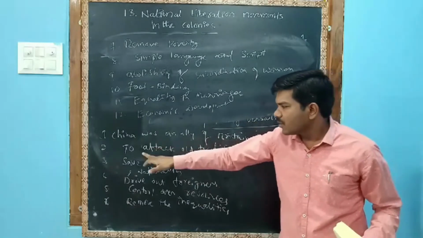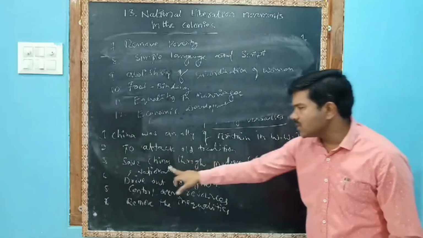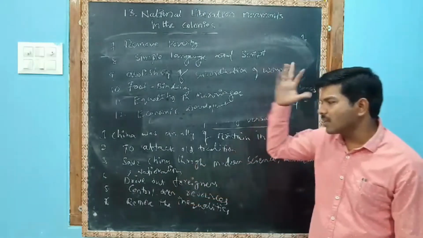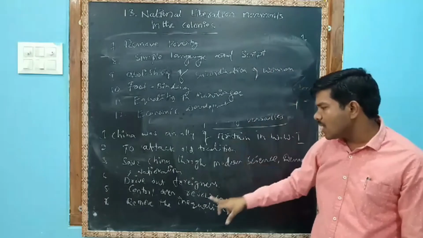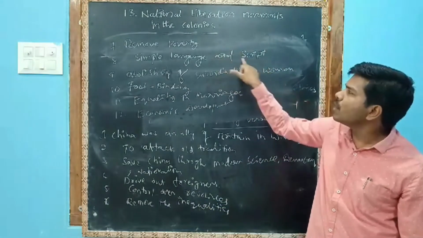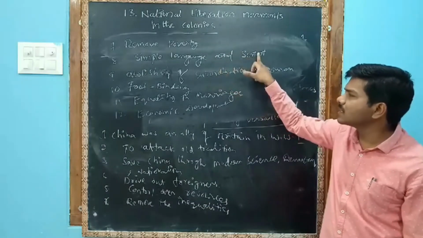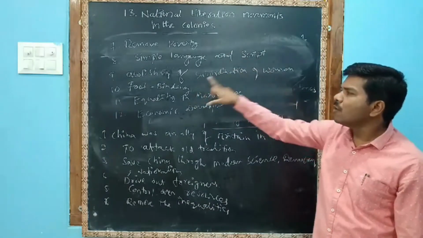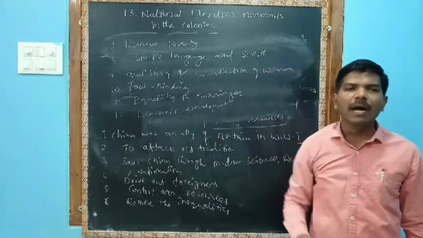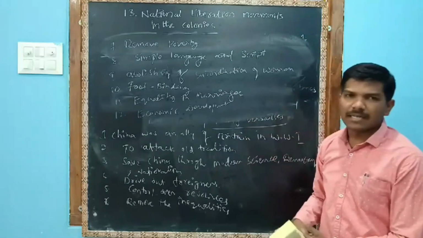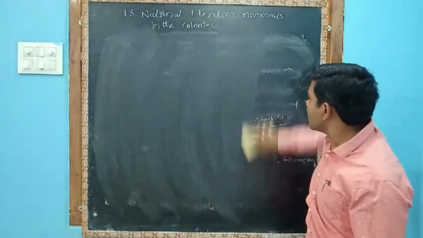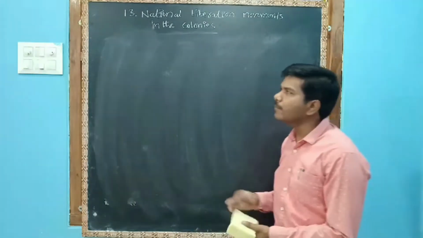First one, to attack old tradition. Save China through modern science, democracy and nationalism. Drive out the foreigners. They wanted to send the foreigners out. Control over resources. Remove the inequalities. Remove poverty. Simple language and script. Abolishing of subordination of women. Foot binding. Equality in marriages. Economic development. These are their demands. Okay, hope I made it clear.